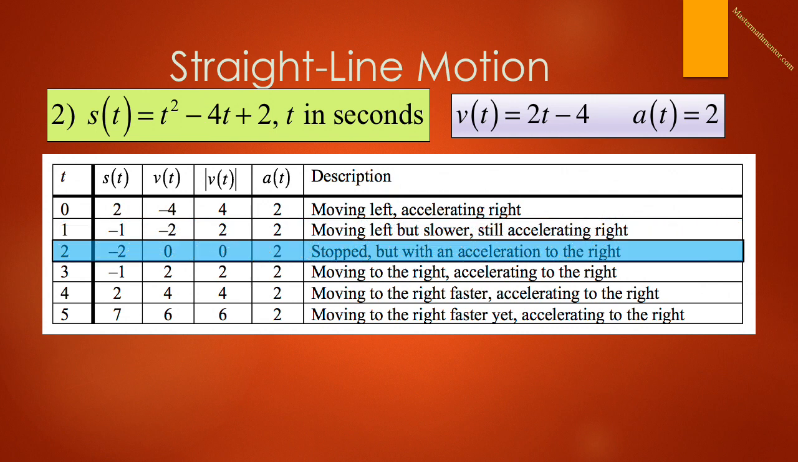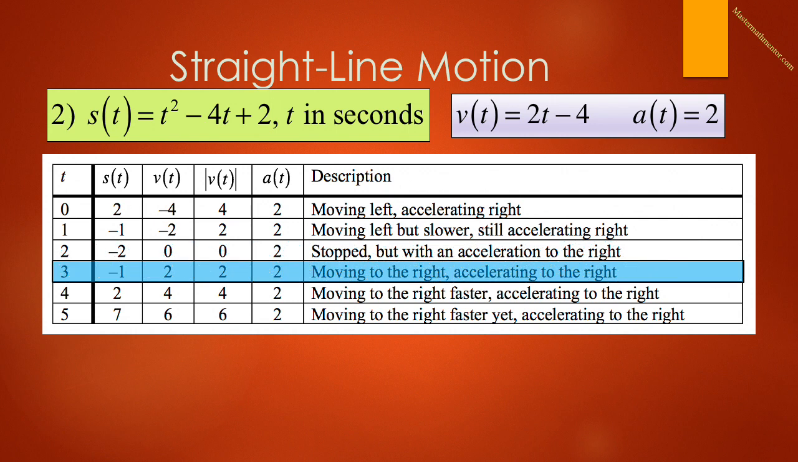At t equals 2, s of t equals negative 2, v of t equals 0, and a of t is still 2. Since v of t equals 0, the particle is stopped, but there still is that acceleration to the right. Think of this as a particle being stopped, but being subjected to a wind that is blowing to the right.